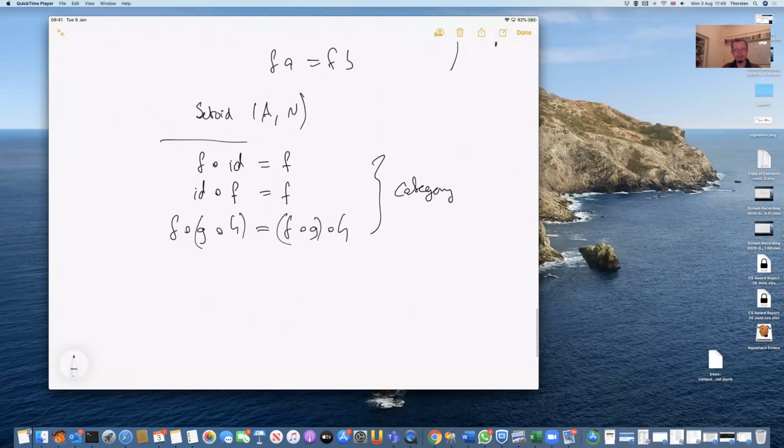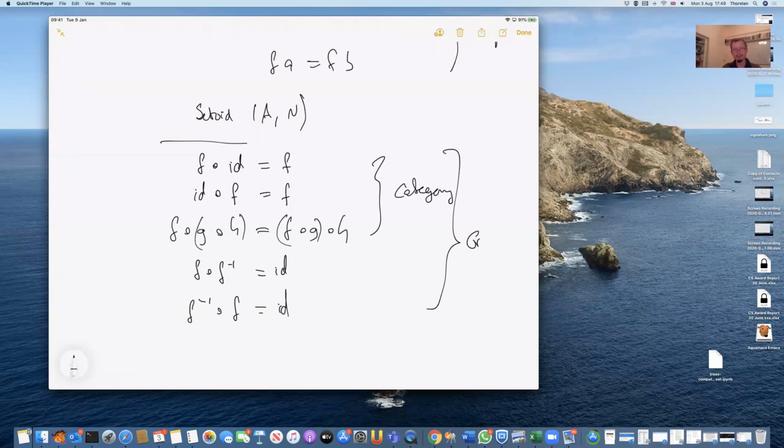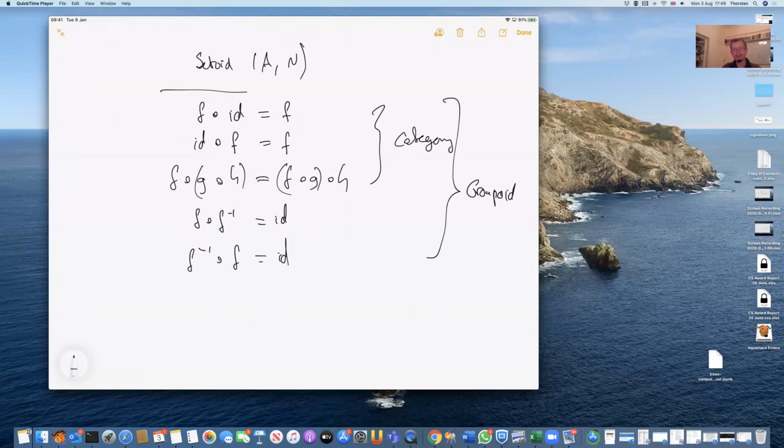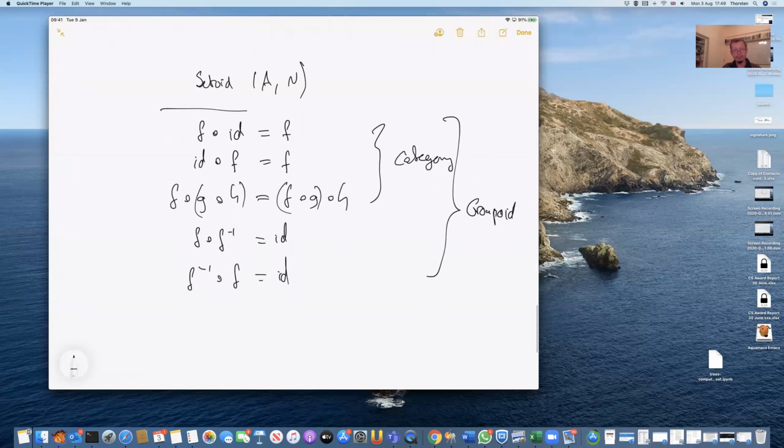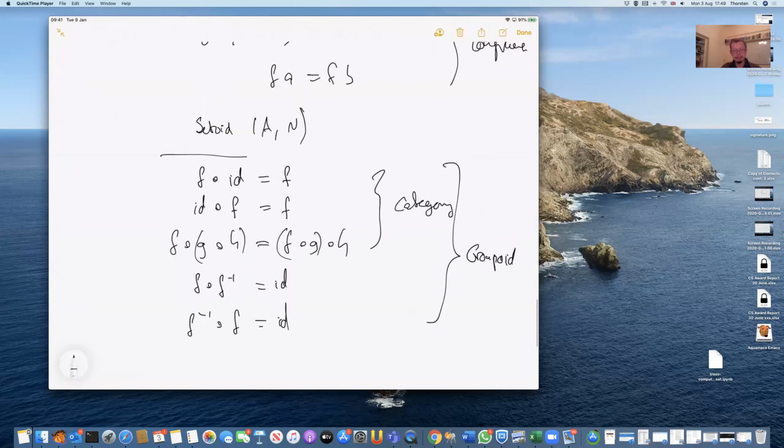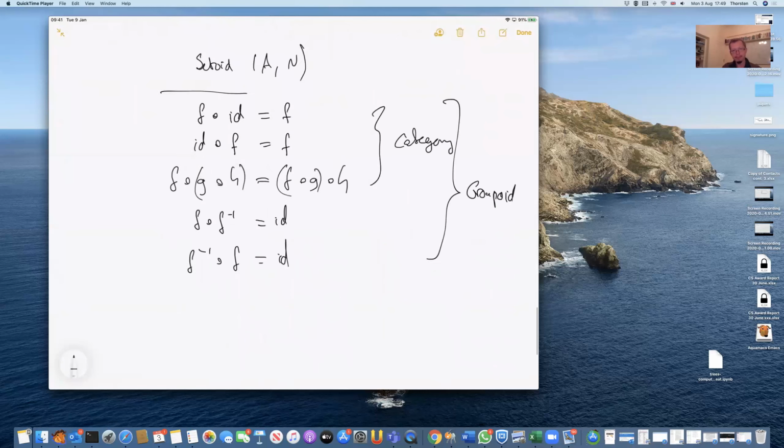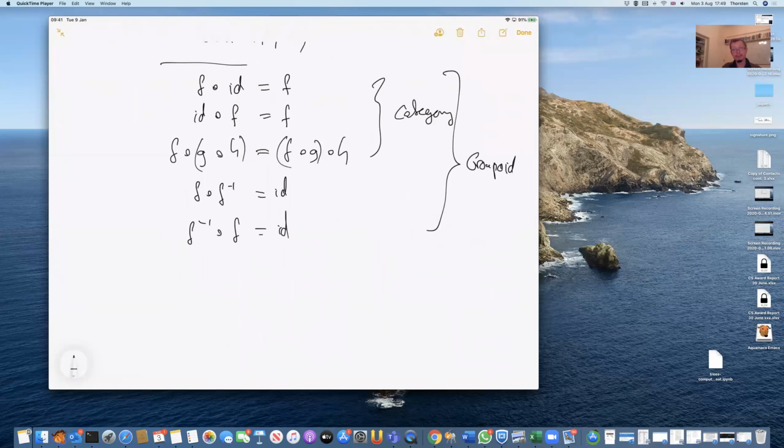But it's not just a category, because we have these inverses, the symmetry. This says that F composed with F of minus one is reflexivity, and F of minus one composed with F is reflexivity. And then this is a groupoid. It's like a group if you look at the laws, but it's not really a group because we don't have one carrier, we have a family of carriers. So that's a groupoid.